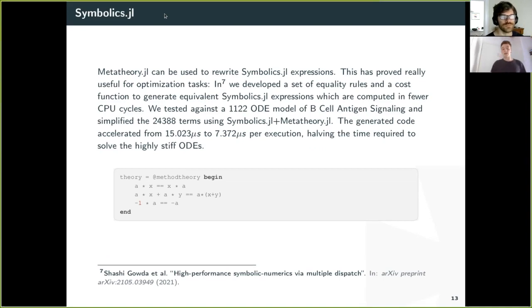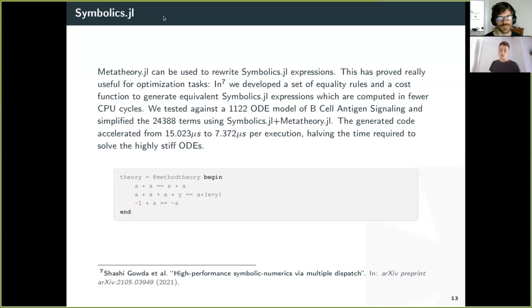Now we tested it against a big ODE model of human B-cell antigen signaling chemical reaction networks. We simplified the terms, and we showed that the simplified terms take half of the time to run the simulation. That's very important, because if you're running a big simulation using ModelingToolkit or Symbolics or whatever you want, halving the time is a big improvement. So instead of 2 hours, your simulation can take just 1 hour if you optimize it beforehand with Metatheory.jl.